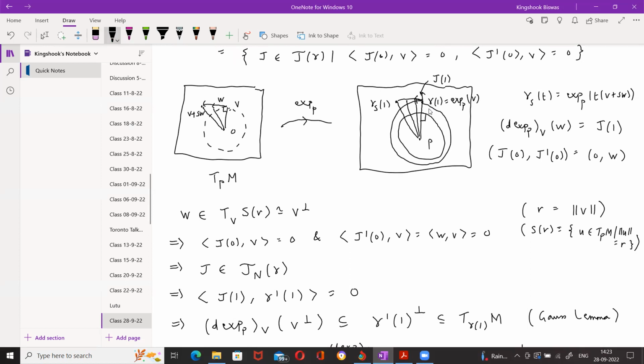Right. So this is a generalization of what you see in Euclidean space, that the radii are perpendicular to a sphere, right? So in a Riemannian manifold, the radial geodesics are perpendicular to the geodesic spheres. Okay.